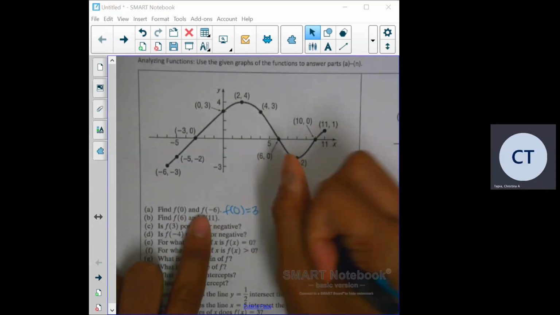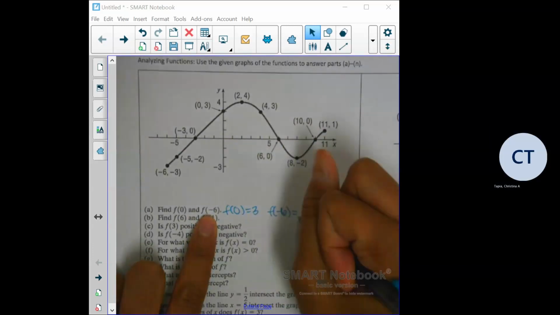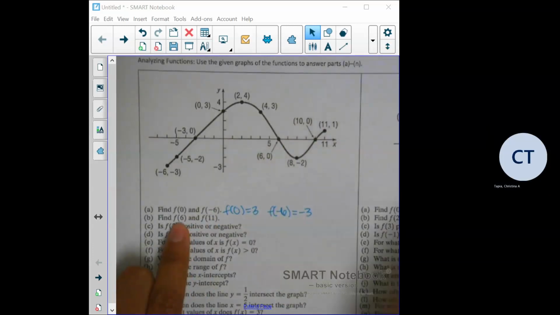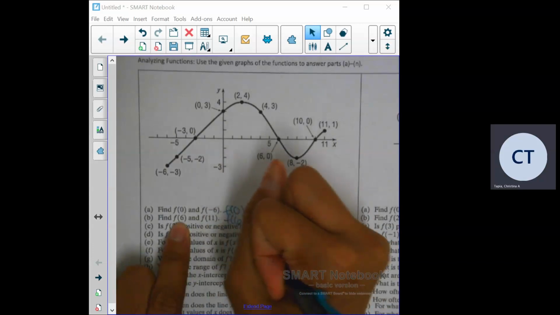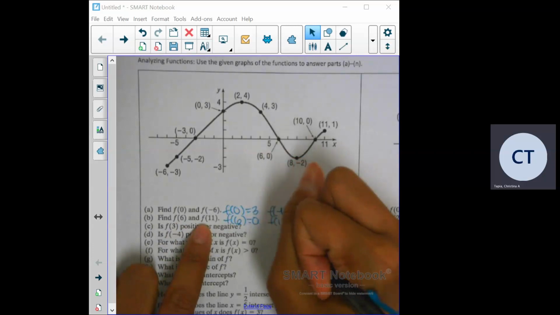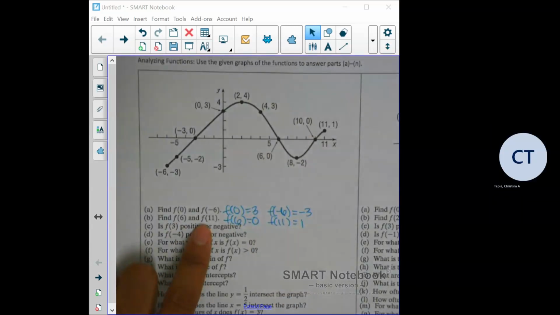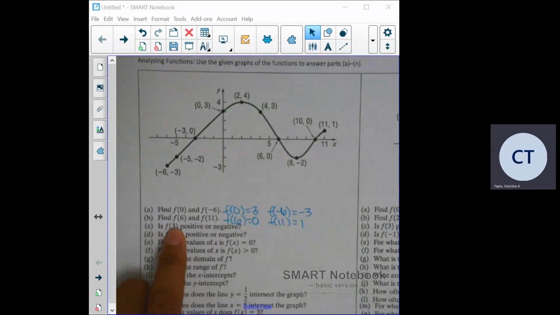Okay, so f of -6. What's the y value for that? For f of 6, what's the y value? 0. And for f of 11, 1. All right, pretty simple.